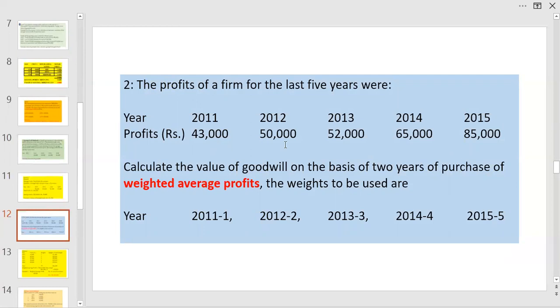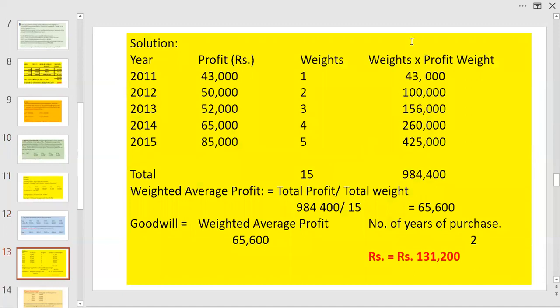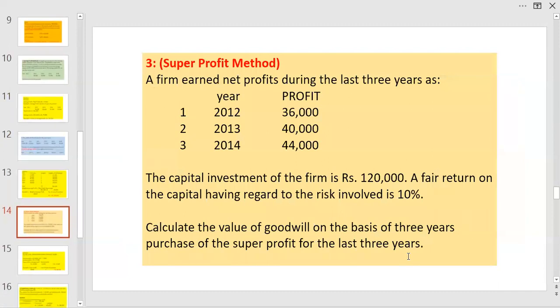The illustration is on weighted average profit. Each year's profit is given alongside. In 2011, profit 43,000, weight is 1, multiplied gives 43,000. In 2012, the profit is 50,000, weight is 2, multiplied gives 100,000. In the same way, total weighted profit is 984,400, weights total 15, divided by 15 is 65,600. 2 years of purchase gives 131,200.